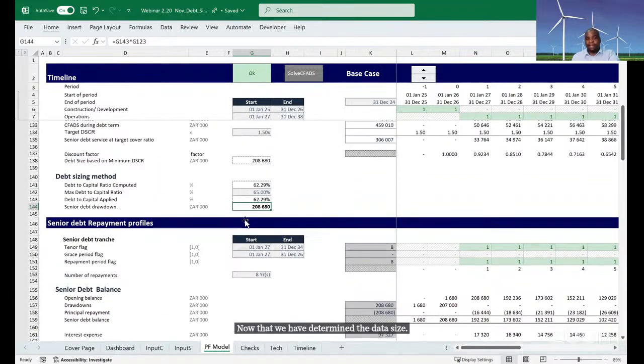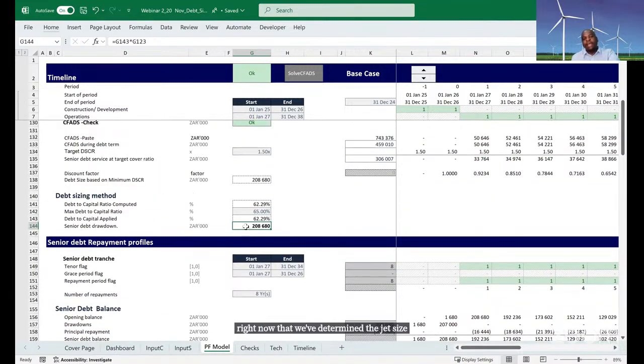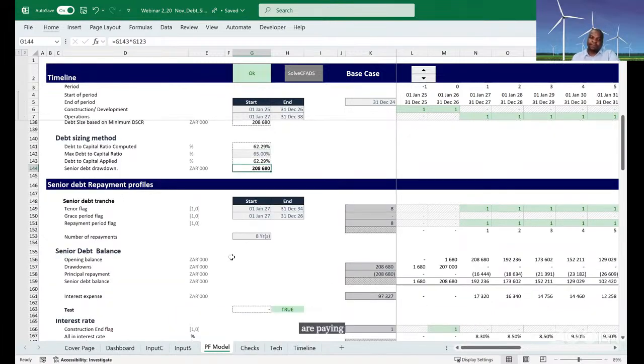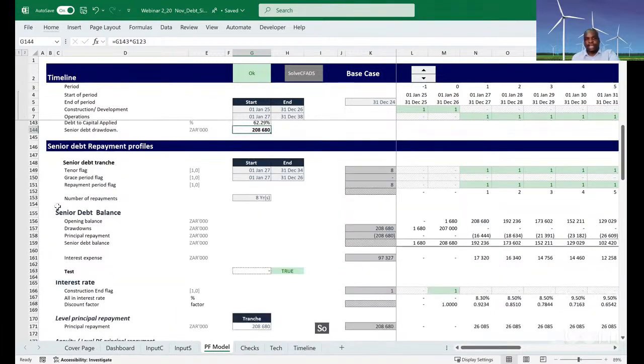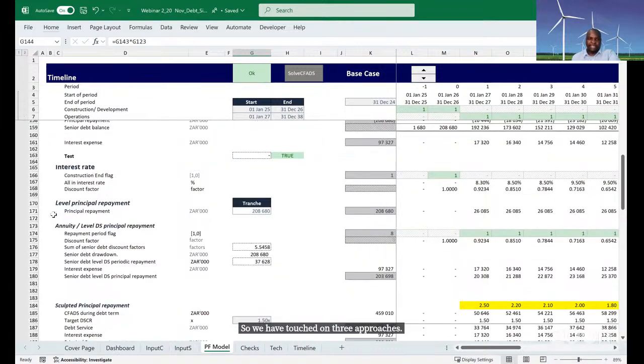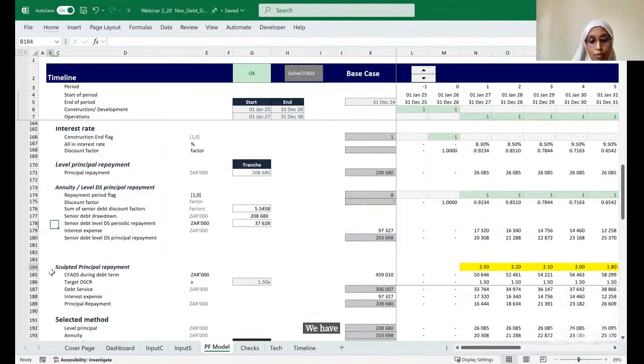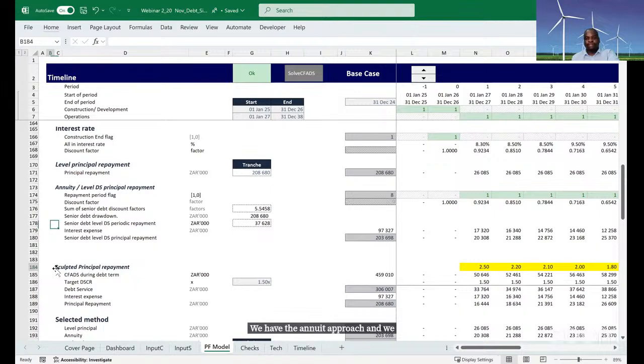Now that we have determined the debt size of this project funding, we are now saying, how do we go about paying this particular debt, right? So we have touched on three approaches, where we have the principal repayment approach, we have the annuity approach, and we have the sculpted principal repayment.